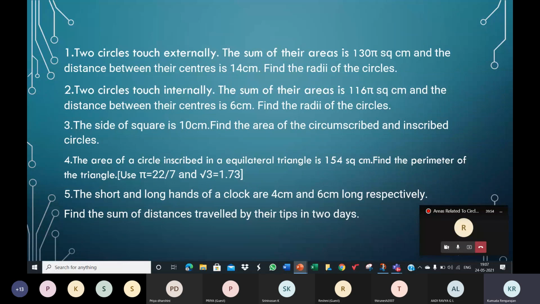Two circles touch internally. The sum of their radius is 116 pi square centimeter, and the distance between their centers is 6 centimeter. Find the radii of the circles.